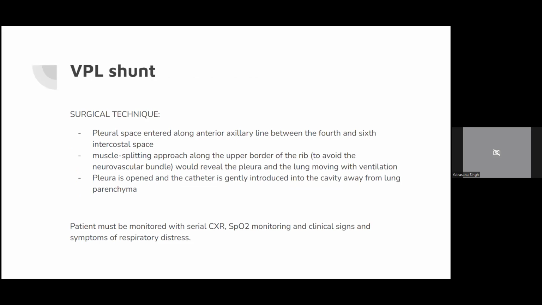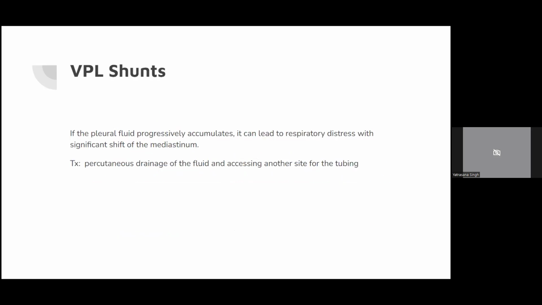The patient must be monitored with serial X-rays, SpO2 monitoring, and clinically for signs and symptoms of respiratory distress. If the fluid progressively accumulates, it could lead to respiratory distress with significant shift of the mediastinum, and percutaneous drainage of the fluid is the treatment, together with accessing another site for detubing.